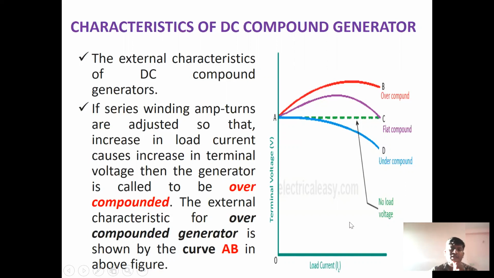After that, next, you can observe the AC curve. That is a flat compound. That means the series winding has a constant value, there are no variations in the series winding.